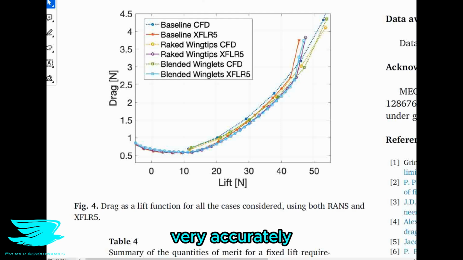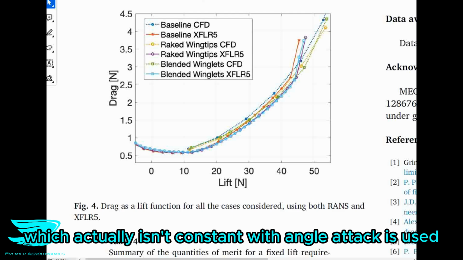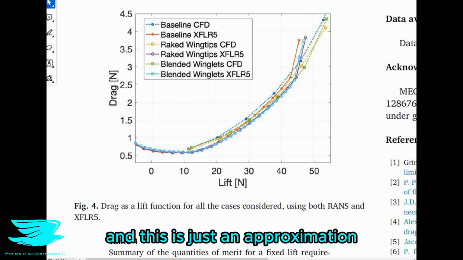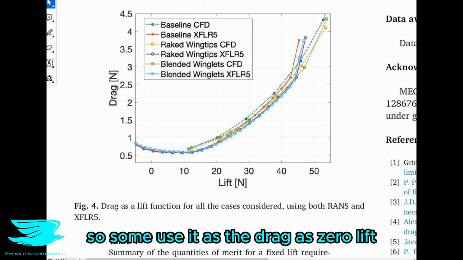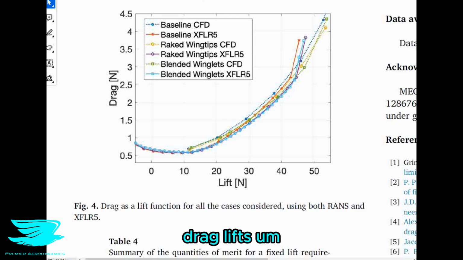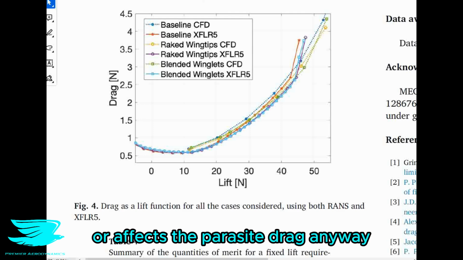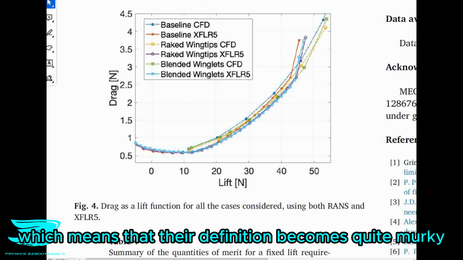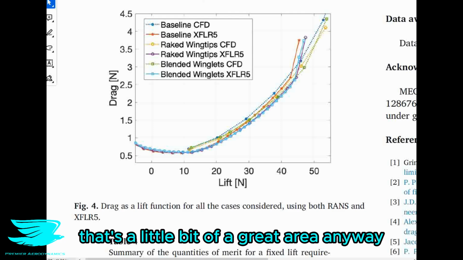But as a general approach, I guess that's just a good ballpark idea, but not to be taken very accurately. But anyway, they also say that the parasite drag, which actually isn't constant with angle of attack, is used, and this is just an approximation. And also, the parasite drag is a term that is used somewhat vaguely. So some use it as the drag at zero lift, and they say that it stays constant throughout the angle of attack range, which isn't true. Others use it just as the drag that is not associated with lift production. However, the production of lift affects the parasite drag anyway, which means that the definition becomes quite murky. So that's a little bit of a gray area.